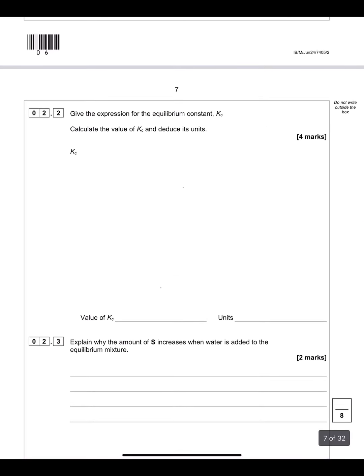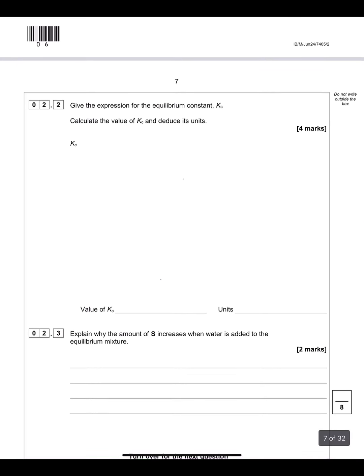The next question asks you to give the expression of the equilibrium constant, Kc, calculate the value of Kc, and deduce its units.